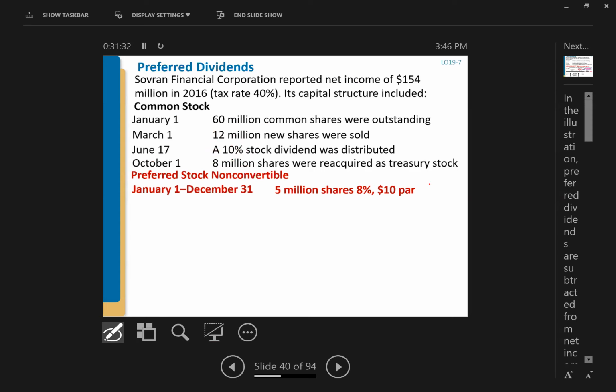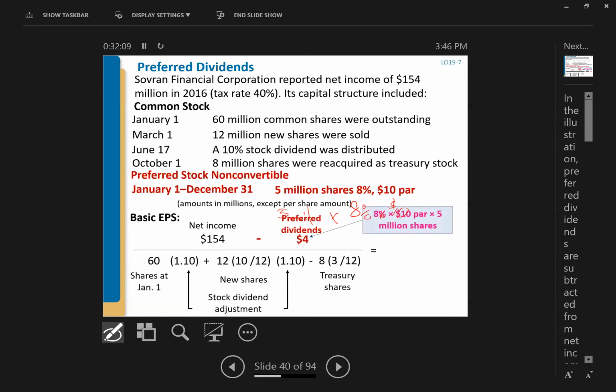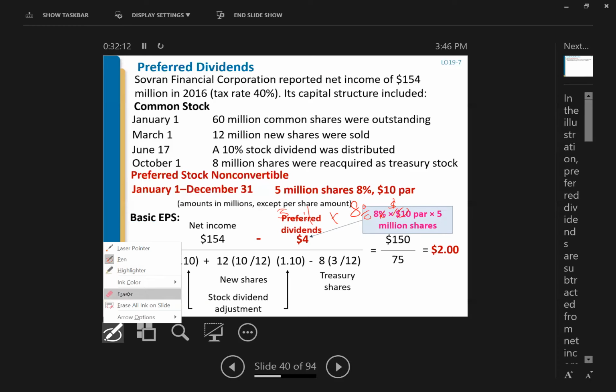And so you can do this multiple ways. But basically, to find out what the dividends that a preferred shareholder is supposed to get, this is 8% of $10. So you're going to do 8% times $10, and then multiply that times the number of shares, 5 million. Because really it's saying we're going to get 8% of par per share, and because there's 5 million shares, we end up with the total. Okay, so we're going to subtract that $4 million.